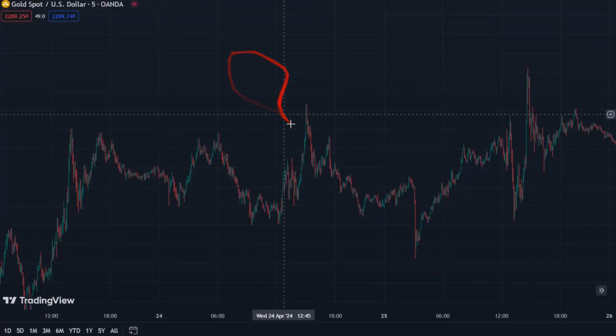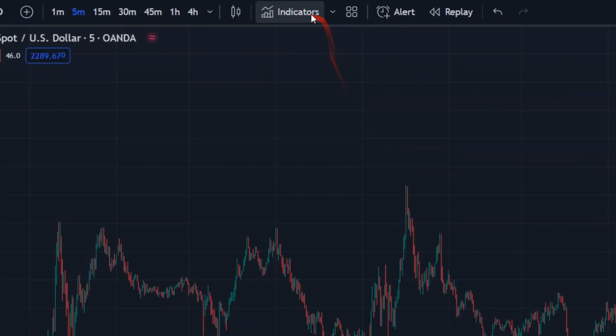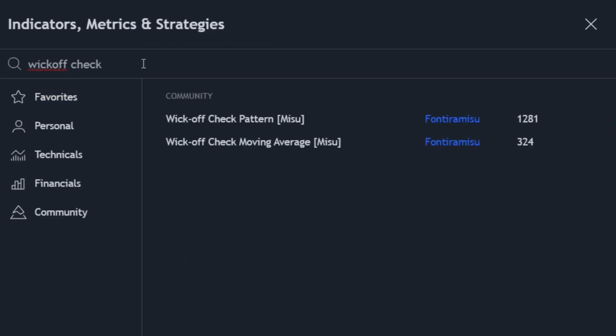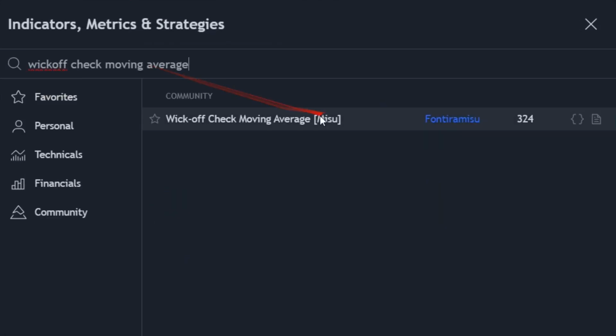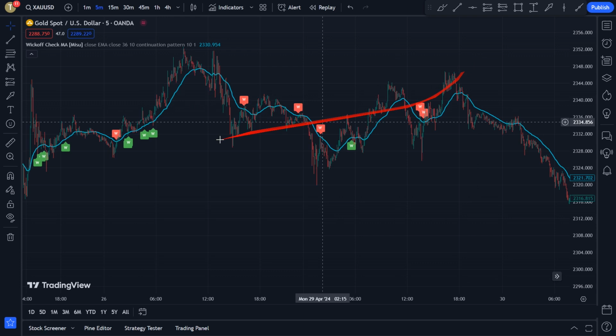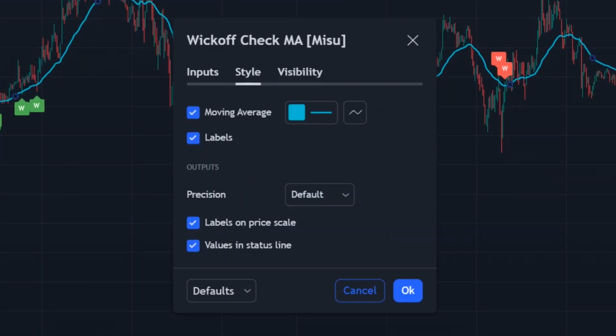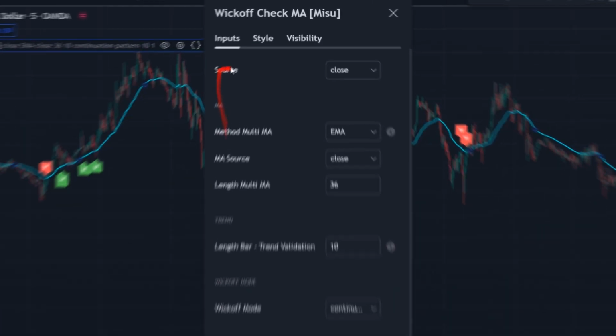Next, we need to add the first indicator to our chart. For this, you need to type Weekly Check MA in the search box and click on it to add it to your chart. Then go to the settings of this indicator and make the following changes. First, enter the Input tab and set the source to close.